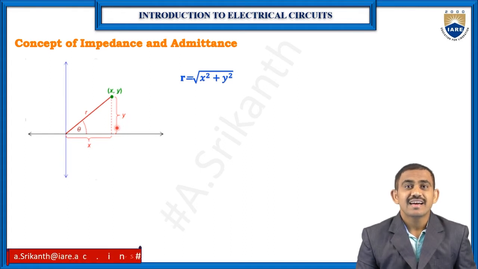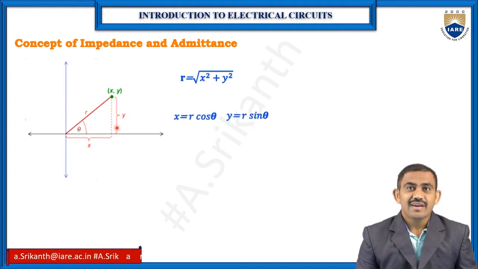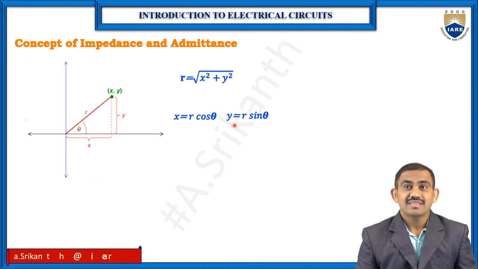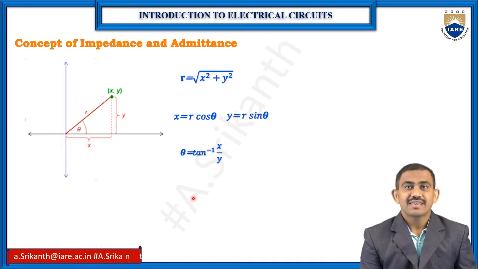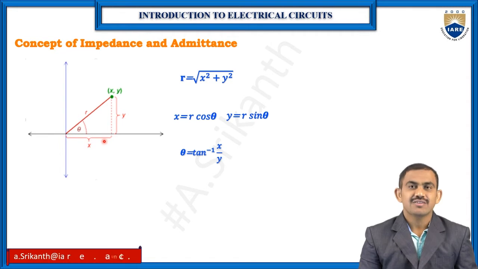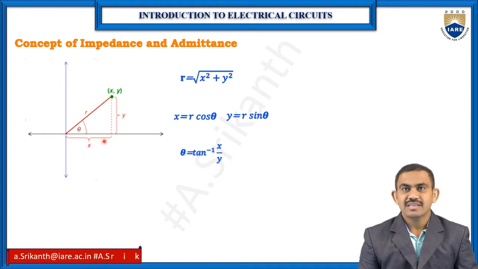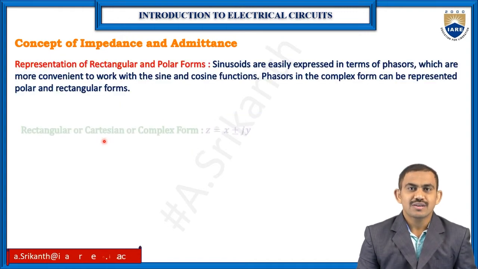X is nothing but R cos theta. Y is nothing but R sin theta. Same as angle also. For the angle, you can write tan inverse Y by X. So R equals root of X square plus Y square, and X equals R cos theta, Y equals R sin theta, as well as theta equals tan inverse Y by X. This is about the intermediate formulas. So the same logic I'm using in rectangular to polar, polar to rectangular form.